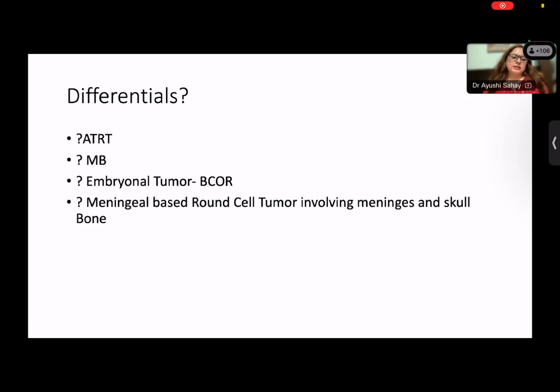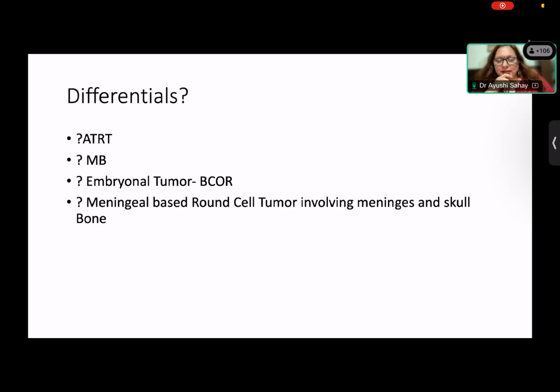So besides that, since now we went back to the radiology with the CP angle tumor and we got to know that it is more of an extra-axial meningeal based thing, we kept a differential of most of the meningeal based round cell tumors which can basically extend into the cranium from outside, that is from the meninges or the bone. So can anybody tell me what would be the differential of a meningeal based round cell tumor? Preeta?